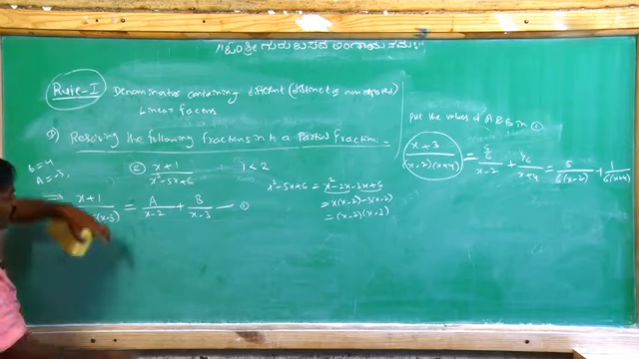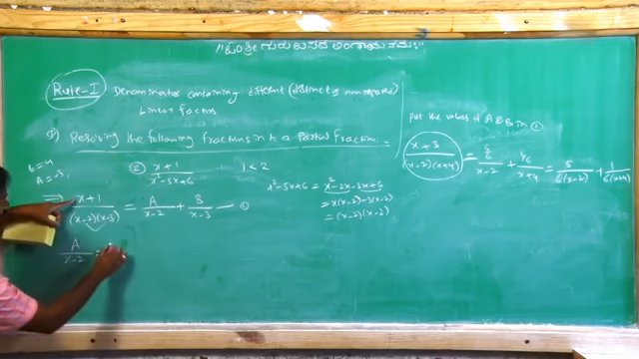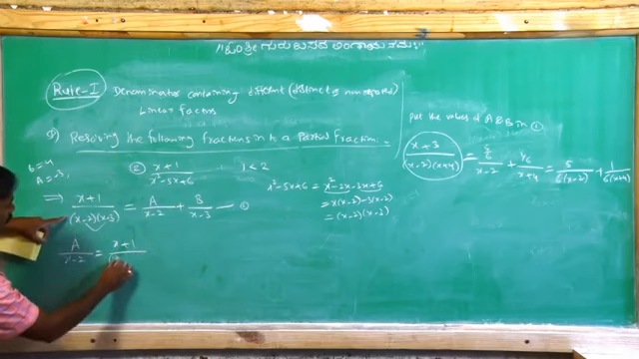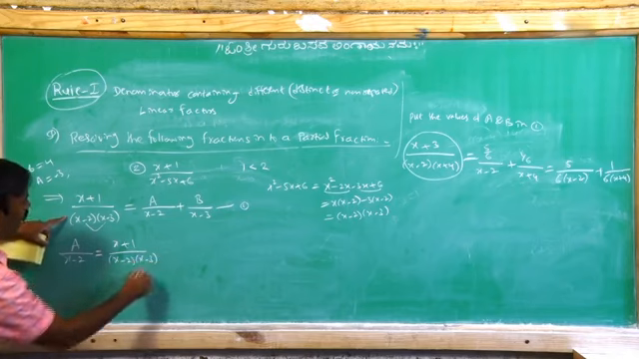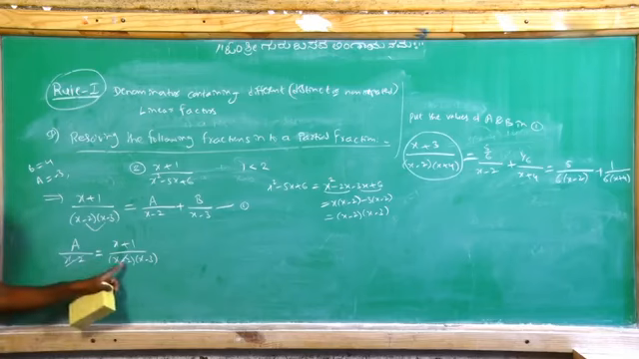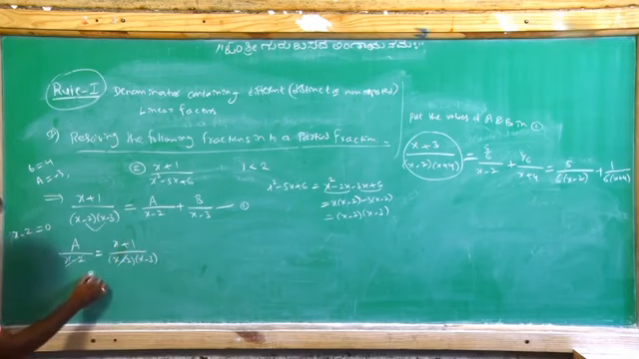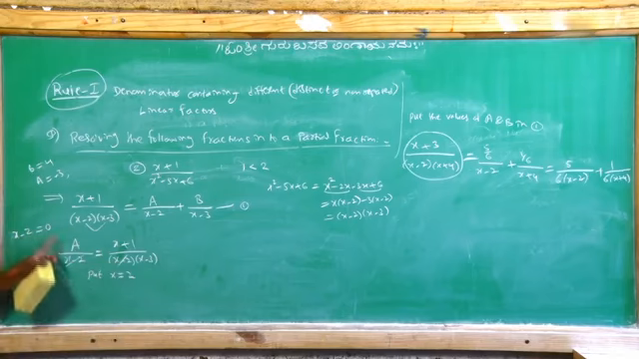First find the value of a. To find the a value, take only the first term, a by x minus 2, equal to the LHS fraction as it is, x plus 1 by x minus 2, x minus 3. On the LHS and RHS, x minus 2 cancels. When x minus 2 vanishes, x minus 2 equals 0, which means x equals 2. So put x equal to 2 in the remaining fraction.